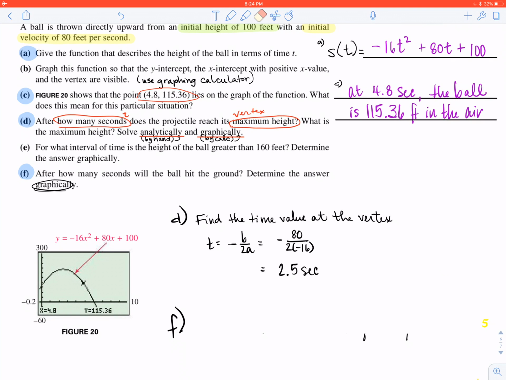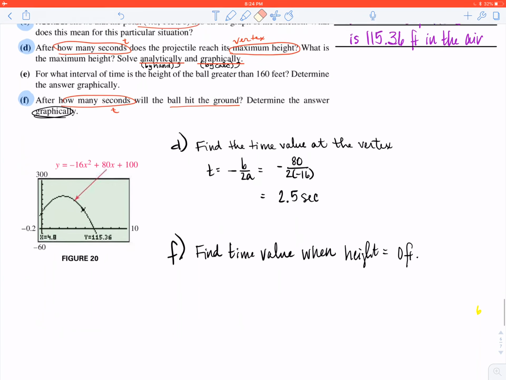Part F says, after how many seconds? All right, let's stop right there again. Once again, I'm looking for a t value. Will the ball hit the ground? Ask yourself, how high is the ball when it's on the ground? Well, hopefully you're telling yourself that's at 0 feet.